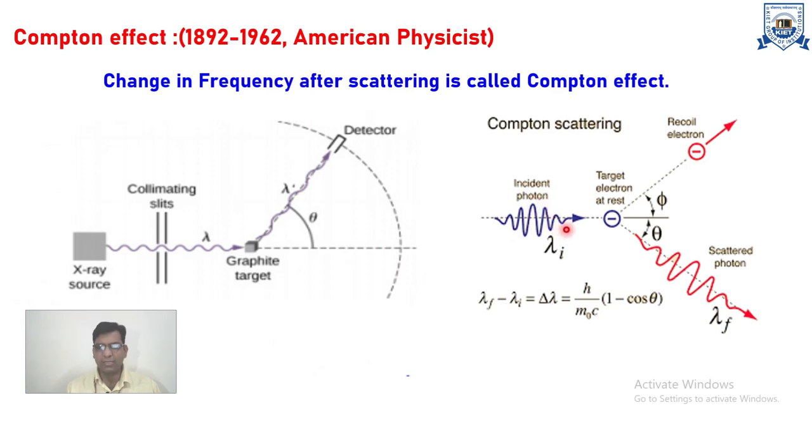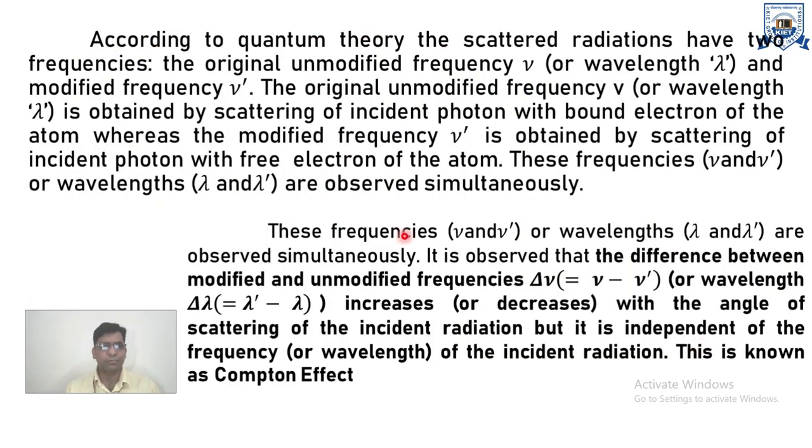This is the incident photon with energy h nu. It hits the target, producing a recoil electron and a scattered photon. The scattered photon has a changed frequency. The change is calculated as h upon m naught c times 1 minus cos theta. This is a very important aspect of the calculation, so we deal with it by this formulation.